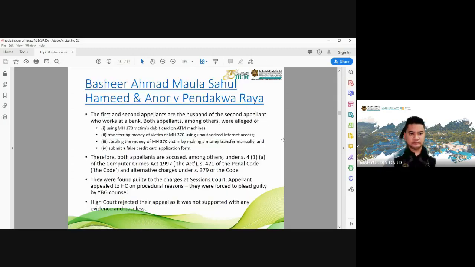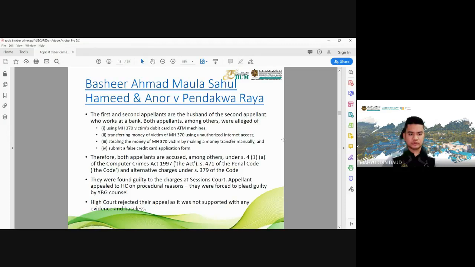under Section 4. So one example, the case of Bashir Ahmad Maula against PP. This was actually about MH370 victims. So these fellas, what they tried to do was they tried to transfer the money of the victims of MH370 into an unauthorized accounts lah. So they basically were being accused under Section 4 of the Computer Crime Act, as well as 471 of the Penal Code.